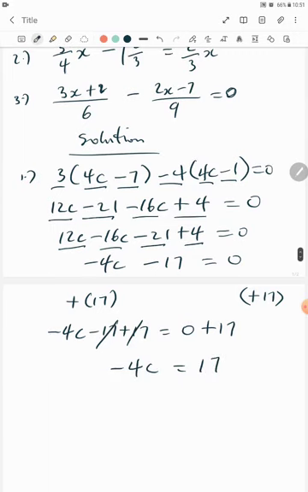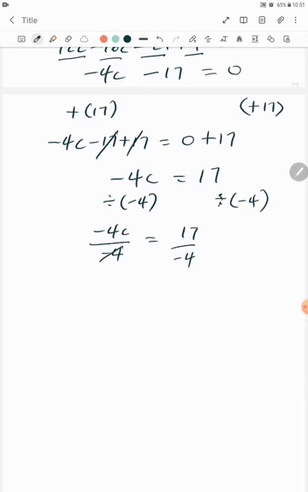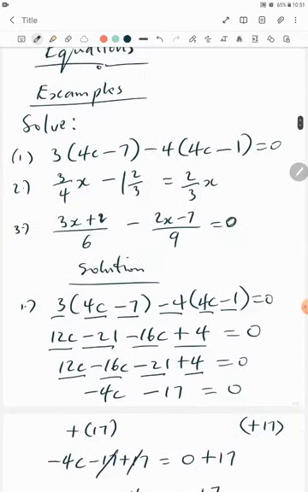So these minus 4 and c are being joined together by multiplication. So I will remove it by division, divide both sides by minus 4, such that I will have minus 4c over minus 4 equals 17 over minus 4. Minus 4 cancels minus 4. C equals minus 17 over 4, or you can say minus 4 and 1 over 4. So this will be our answer to number 1.